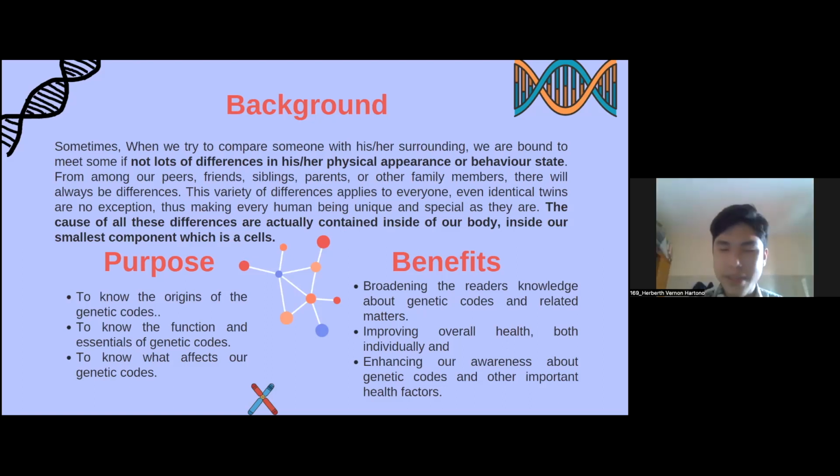All right, let me introduce myself before I explain my part. My name is Herberth. My number is 2202511169. This is the purpose of our student projects: to know the origins of the genetic codes, to know the functions and essentials of genetic codes, and also to know what affects our genetic codes. As for the benefits, it's through broadening the reader's knowledge about genetic codes and related matters, improving overall health, both individually and socially, and enhancing our awareness about genetic codes and other important health factors. Next.